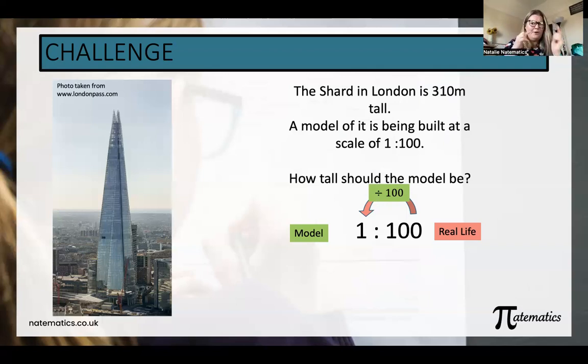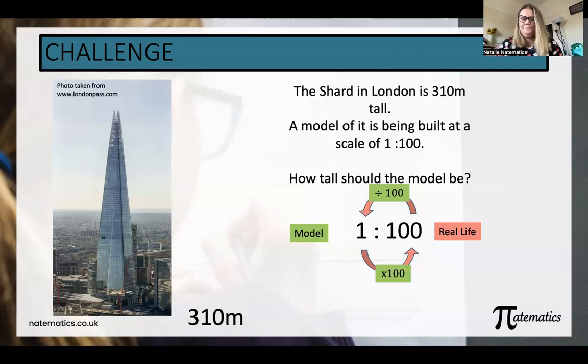But what about if we were going from the model and going the other way? Just adding this for a bit of knowledge, really. Go in the opposite direction. What's the opposite of dividing by 100? Multiplying by 100. So let's look at the problem then.